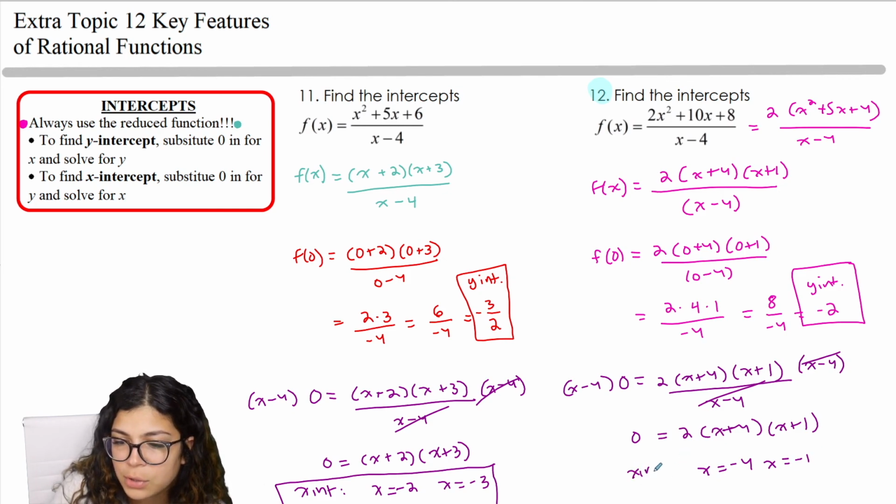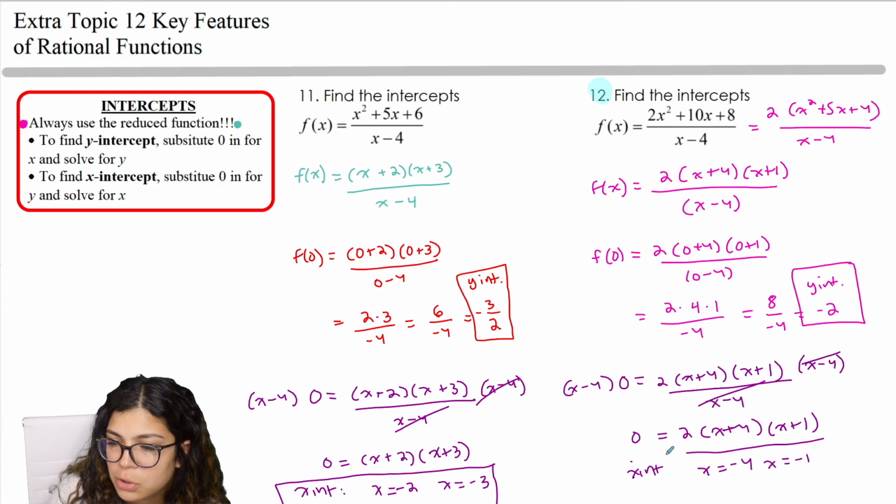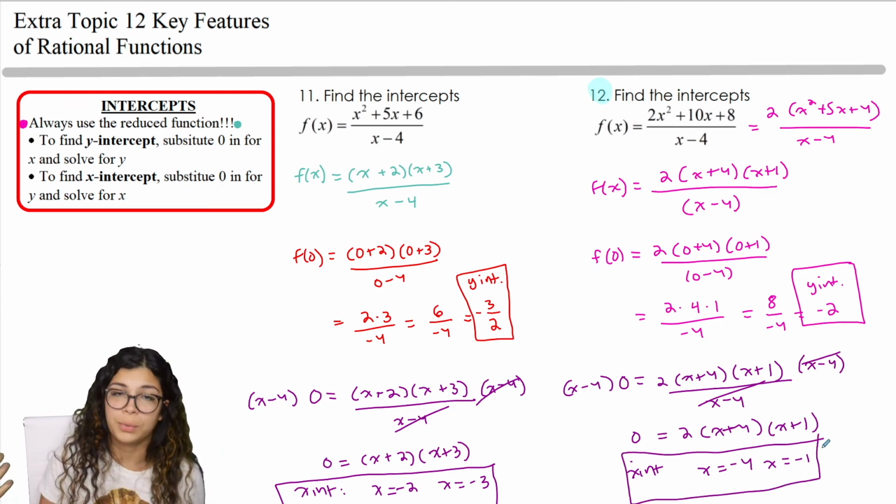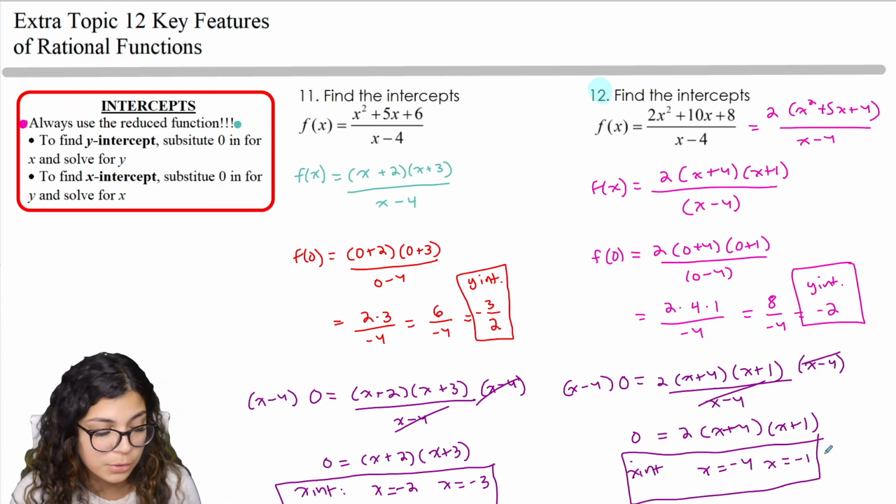You won't always have 2 x-intercepts. It just so happened that in this case, both examples had 2 x-intercepts.